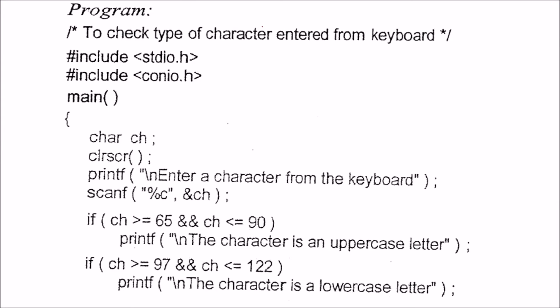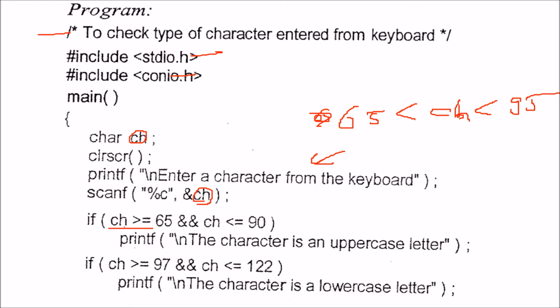How we are going to write it? First of all, to check the type of character entered from the keyboard, this comment we can write. stdio.h, conio.h we can include, and then we say character. This character we have to find out in which category it falls. Then we'll ask the user to enter the character. We'll take it in CH. Now the first is to check for the uppercase. So if the character is greater than or equal to 65 and it is less than or equal to 90.